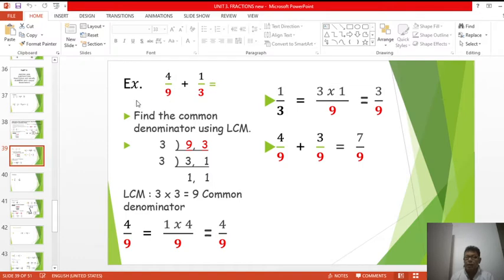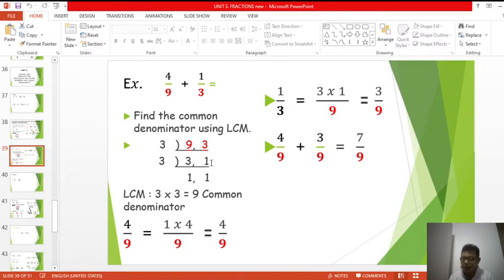So bring down these two denominators, 9 and 3. Bring down these denominators here, and then after that, find the LCM. So here I'm going to use 3, because 3 divides both of these numbers. So I have 9 divided by 3 is 3, and 3 divided by 3 is 1.